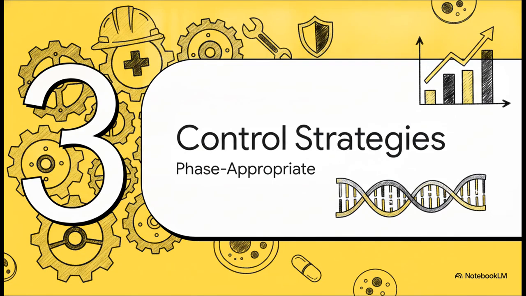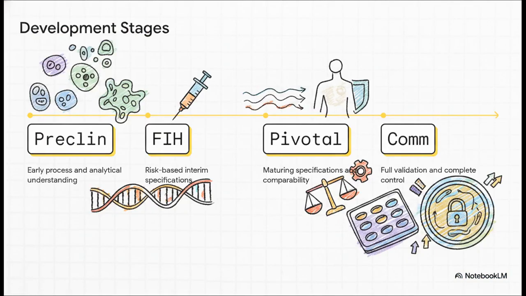Which brings us right into the how of it all with Section 3, phase-appropriate control strategies. This is basically a map of how wide, risk-justified early ranges are acceptable, provided they do actually tighten up progressively.